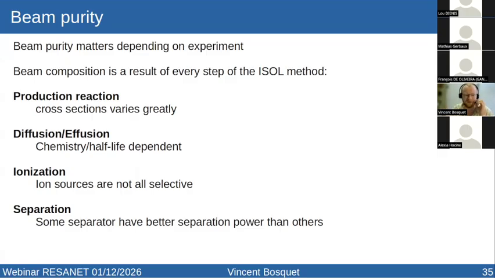The first step is the production reaction. So cross-section varies greatly depending on the kind of target and beam and reaction you're choosing. Diffusion and effusion will also be a second step for the beam purity. So chemistry and half-life will impact what kind of atoms and isotopes will be able to effuse up to the ion source. Then ionization will give you further chemical selectivity or not. And then lastly, the separation. Some separators have better separation power than others.